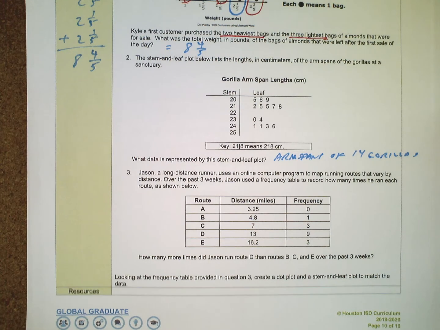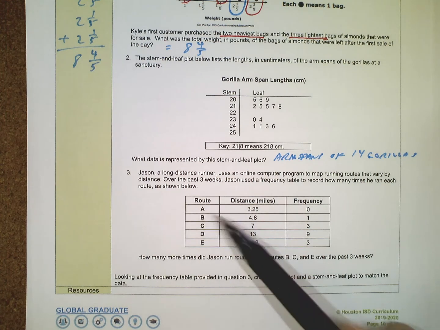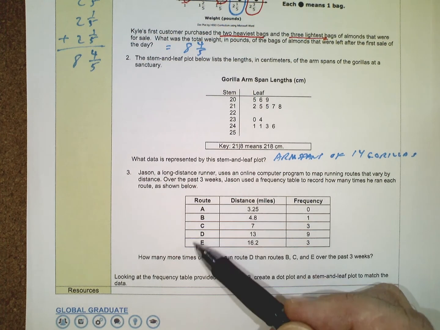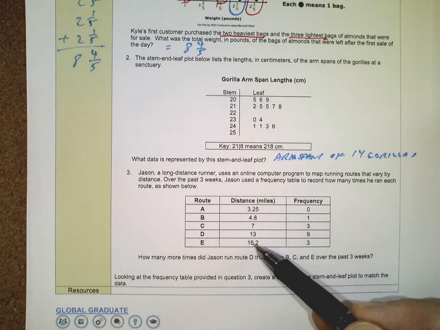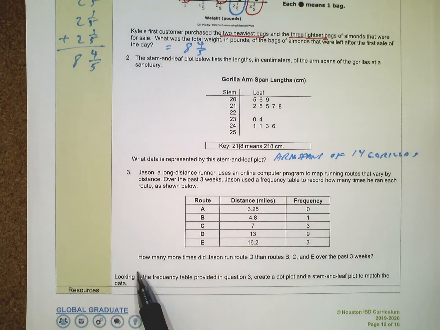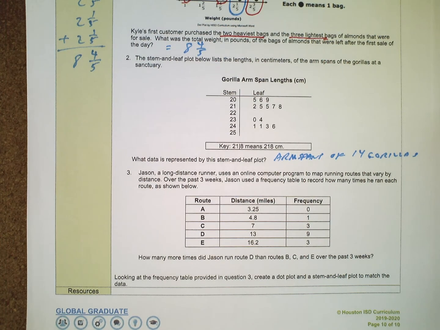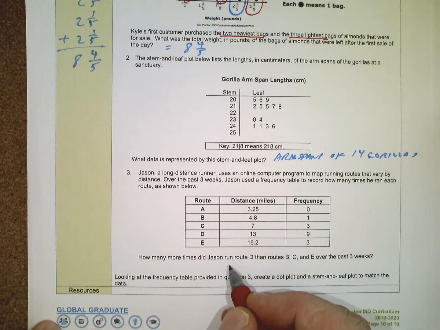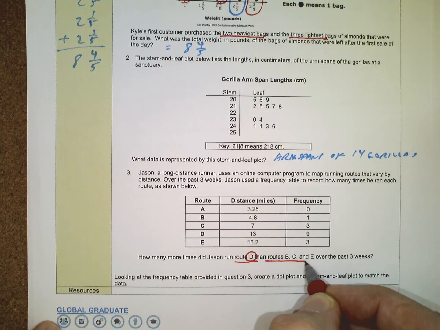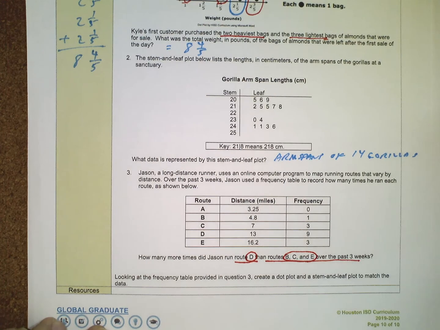Okay, so we have here the routes, A, B, C, D, E, the distance, the length of each route, and the frequency that he ran each route. Lo que tenemos son las rutas A, B, C, D, E, la distancia representada por cada ruta y la frecuencia que corrió cada ruta. Okay, and the question is, how many more times did Jason run route D than routes B, C, and E over the last 3 weeks? La pregunta es, ¿cuántas veces más corrió Jason ruta D que rutas B, C, y E sobre las últimas 3 semanas?